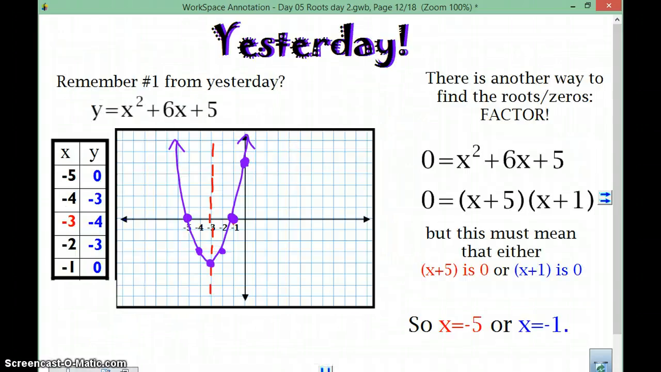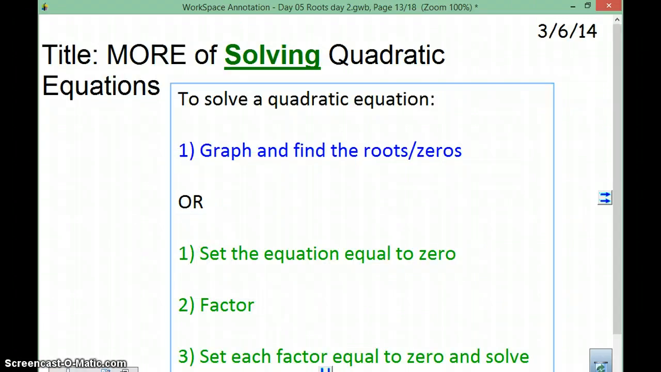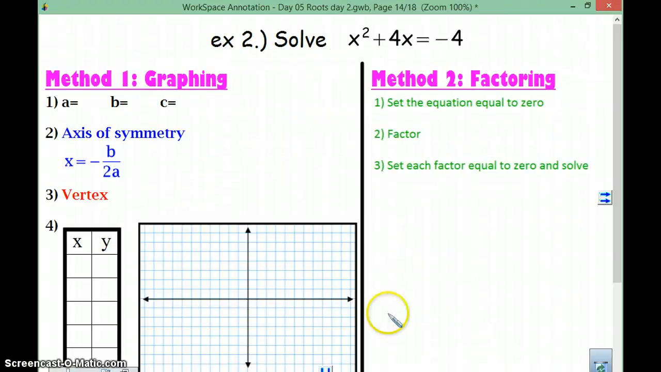Okay. This is what we did yesterday. Remember? We could find the roots from graphing and then looking at where the zeros are. We could find the roots by setting the equation equal to 0, factoring, then saying either x plus 5 equals 0 or x plus 1 equals 0, and then solving. Okay, let's do a couple more examples.